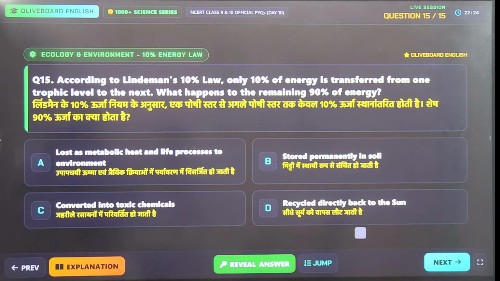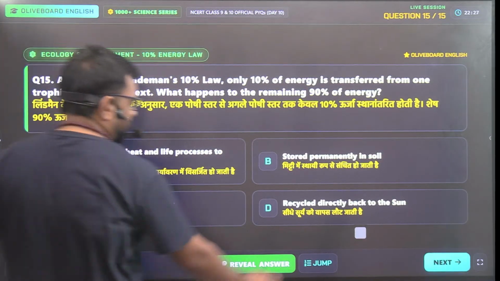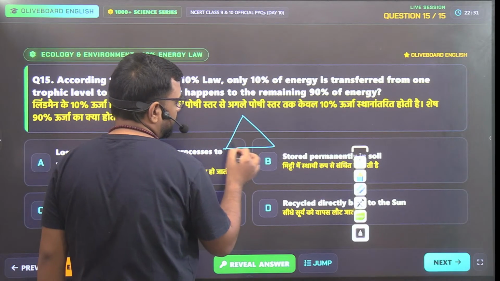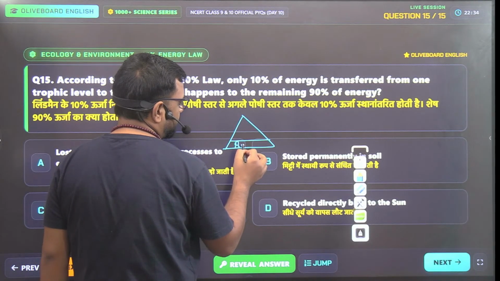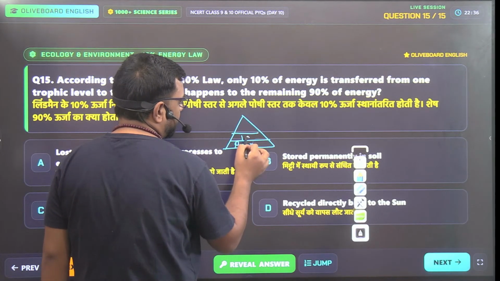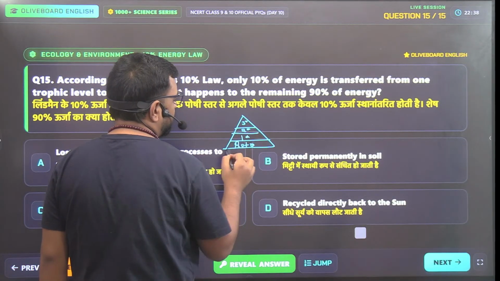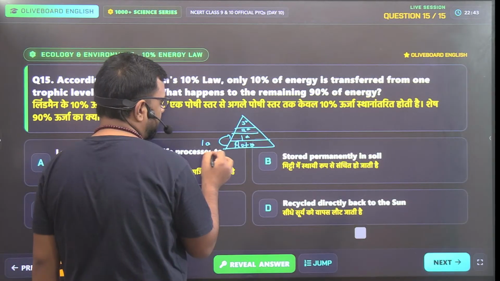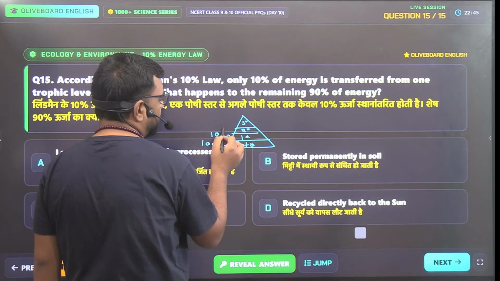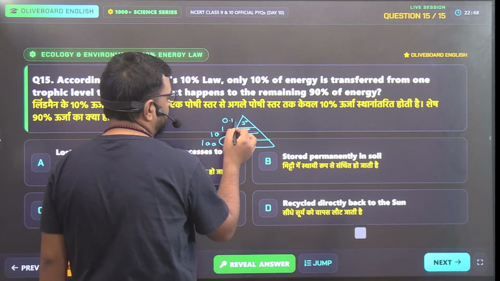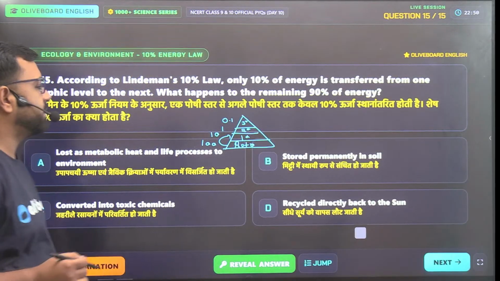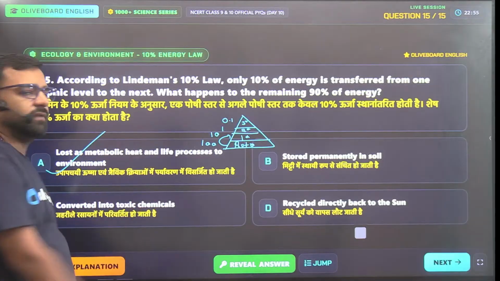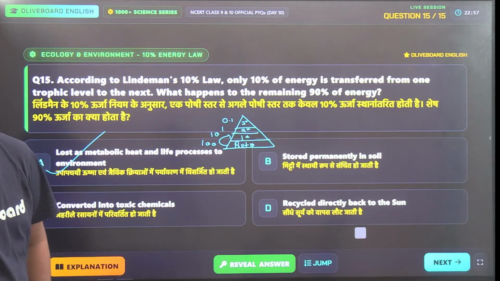So what will be the answer? That's the energy pyramid, correct? In the lowest part, we have autotrophs, that is plants, then primary consumer, secondary consumer, tertiary consumer. As you move upwards, let's say it's 100% energy here, then 10% here, then 1% here, and 0.1% here. So only 10% is transferred. The rest is lost as metabolic heat and life processes to the environment. And this time you're going with C.